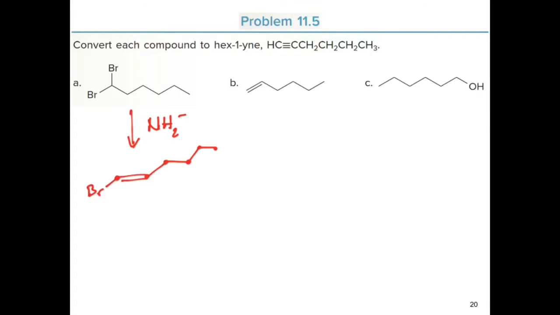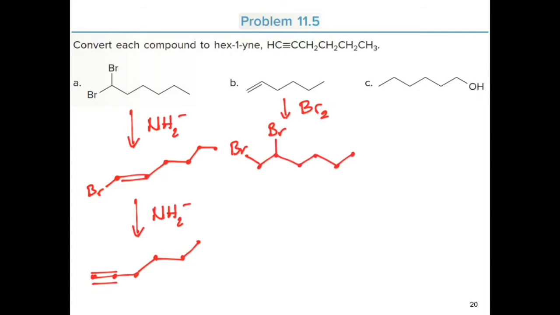And so what we have is this product right here, and then the second E2 elimination reaction would result in the elimination of this bromine atom and an adjacent hydrogen atom. And so what we have is the alkyne hex-1-yne. And for part B here, you can see that we have an alkene, and so the first step here is bromination or chlorination, and I'm using bromine gas here, and so this is going to turn the alkene into a geminal dihalide, or geminal dibromide, as shown here.